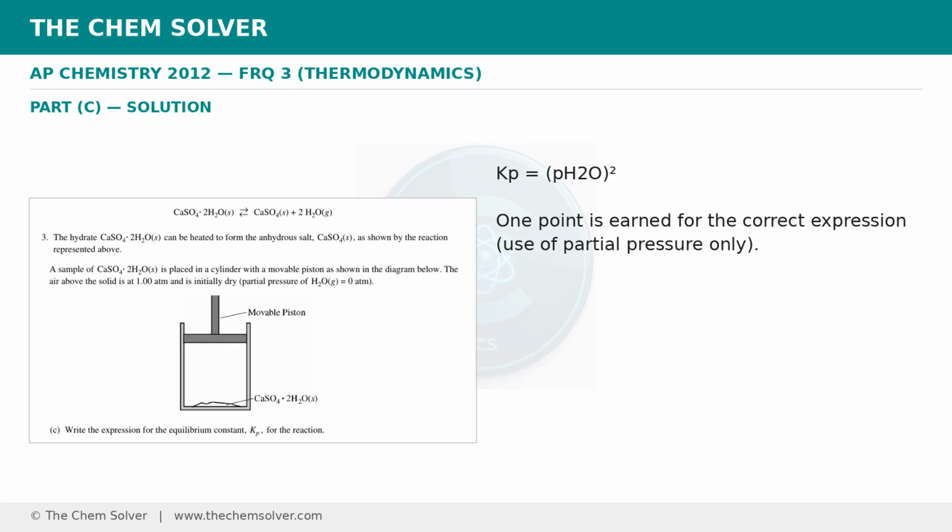Kp = (pH₂O)². 1 point is earned for the correct expression, use of partial pressure only.